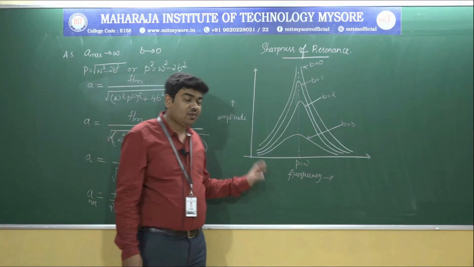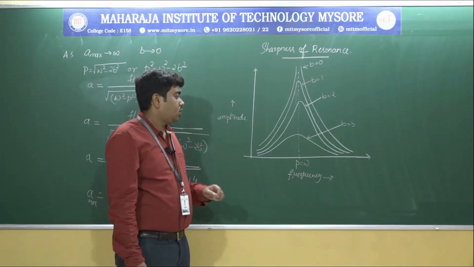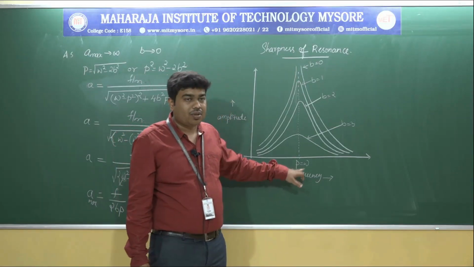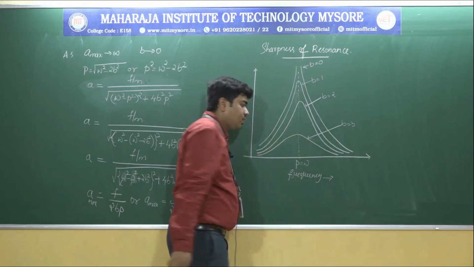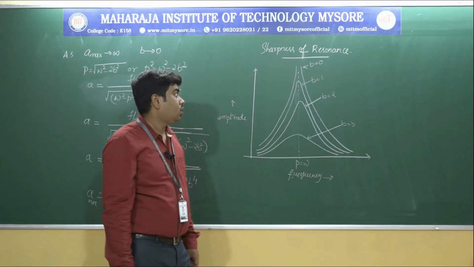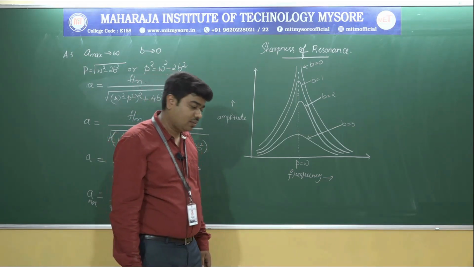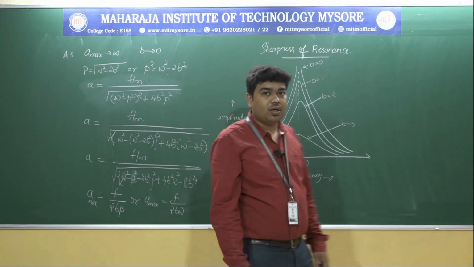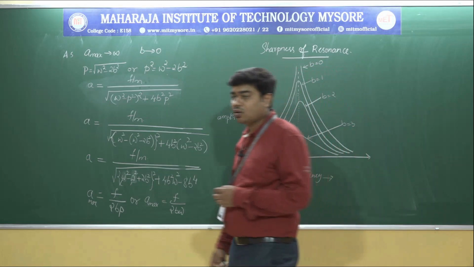Now this is a plot of frequency versus amplitude of the oscillating body in the resonance condition. That is, at resonance condition p is equal to omega. As you can see, if the value of b is equal to 0, the plot is showing an infinite value, meaning the amplitude is maximum. Whatever the amplitude of the oscillating body is, it will be maximum whenever the damping factor is 0, or whenever the frictional force acting on the body is 0.